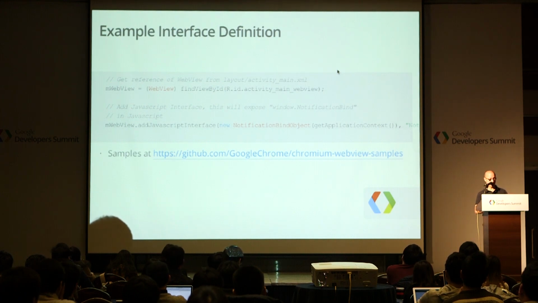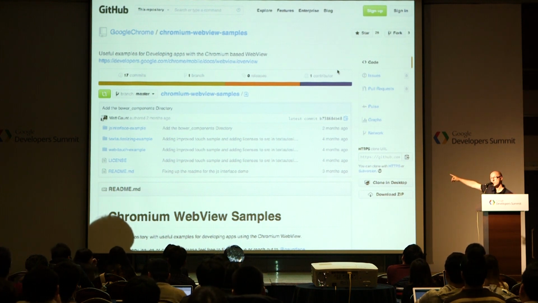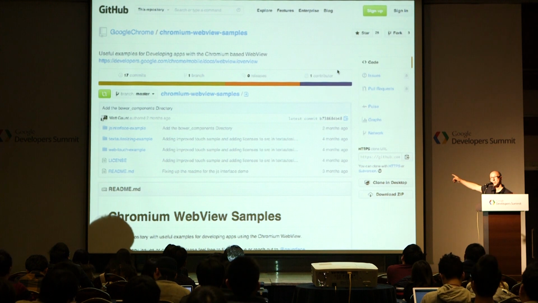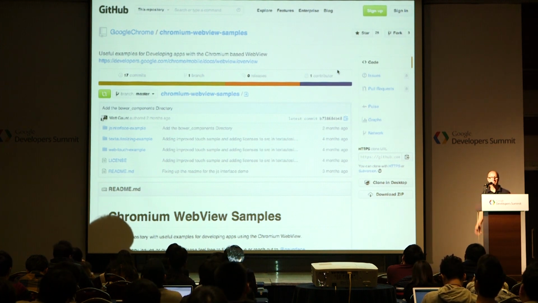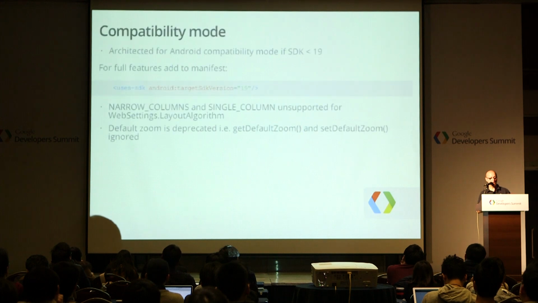So we have samples. If you want to actually go online, if you go to this particular repository, we have examples of code that you can just take and copy. So if you want to experiment with the Chrome WebView, just go to this GitHub repository, grab it, modify it. I encourage you to do that. That's what's so good about open source. Okay, so that lets you call from JavaScript back into native code.